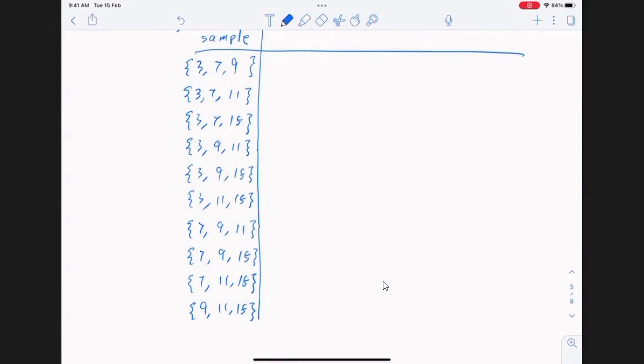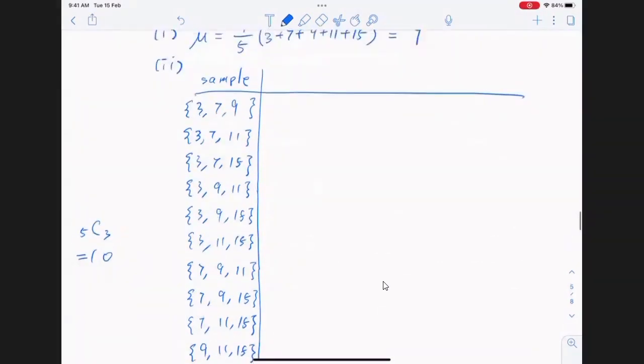But we can just check the number of possible samples we can get. The number of possible samples is 5C3, equal to 10. I guess all of you have learned about this? We have 5 distinct numbers. We draw 3 out of them. The number of possible combinations is 10. It's 5C3. So we have 10 possible samples.